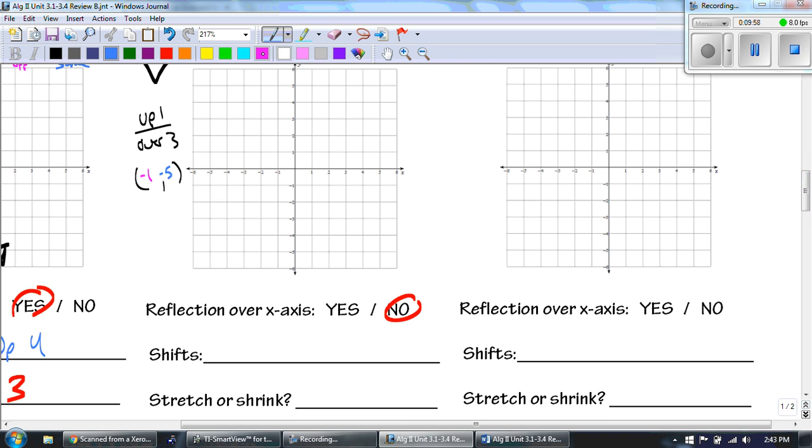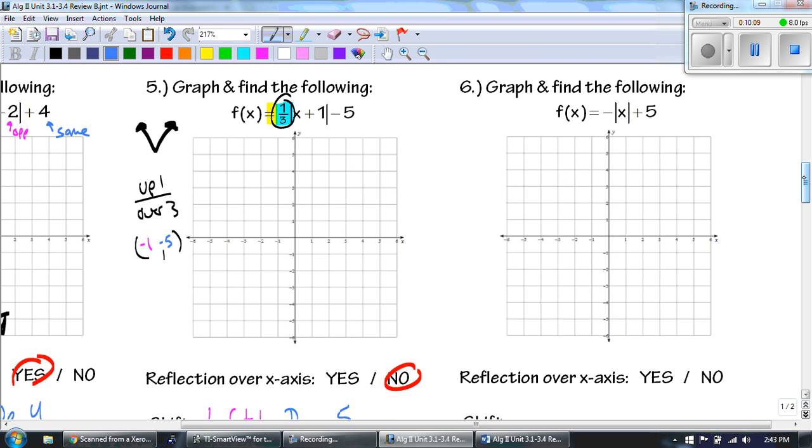technically we can do both of these now, but I know that I'm going to have to go left 1, down 5 for my shift, left 1, down 5, and then I'm going to go up 1, 1, 2, 3, over 3, up 1, 1, 2, 3, in both. Oh, I can only do 2 points over there.